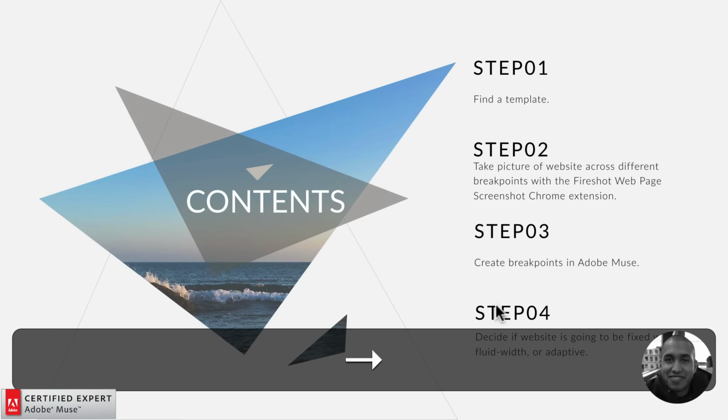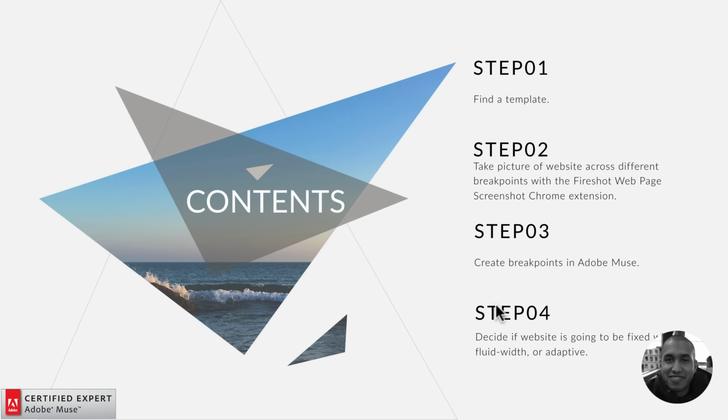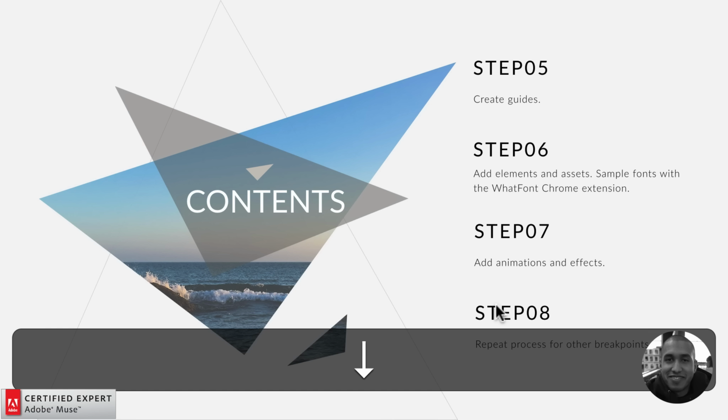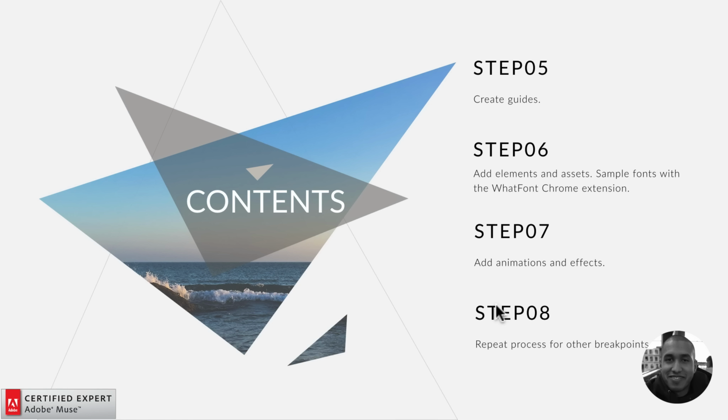I do have the contents here. So step one, we're going to find a Bootstrap template to recreate. Step two, we're going to take a picture of the website across different breakpoints with the Fireshot web page screenshot Chrome extension. Step three, we're going to create breakpoints in Adobe Muse. Step four, we're going to decide if the website is going to be fixed width, fluid width, or adaptive. Step five, we're going to create the guides as a reference. So we're going to use the image and then create guides over the image to use as a reference.